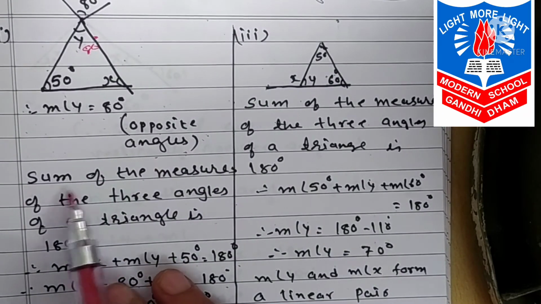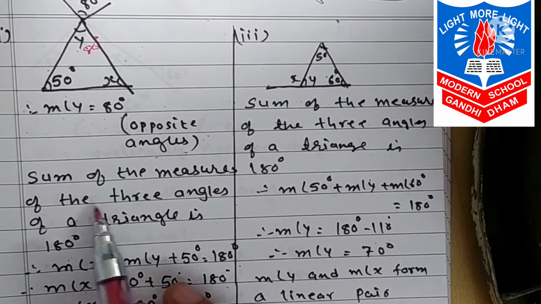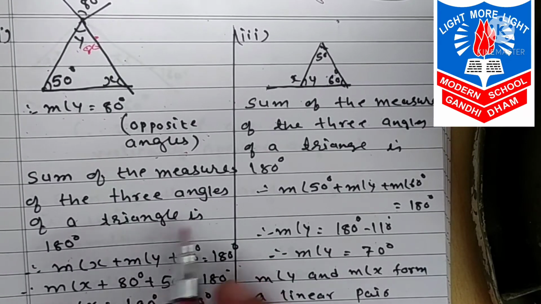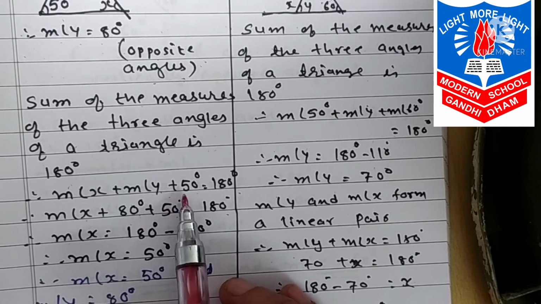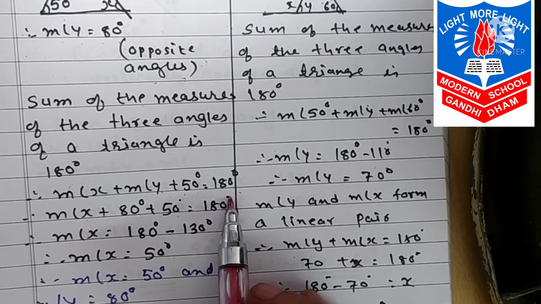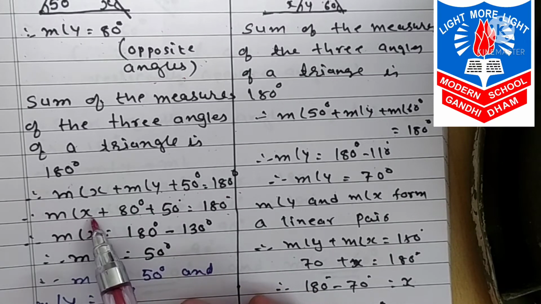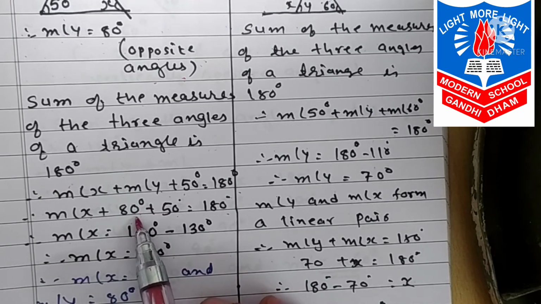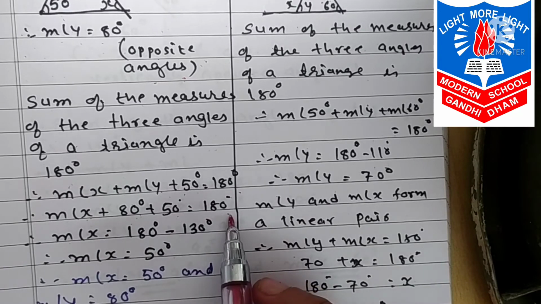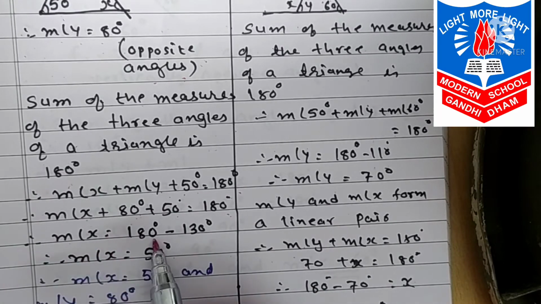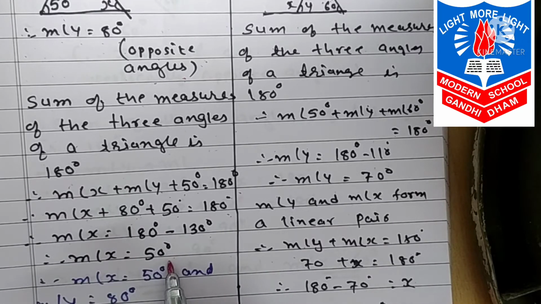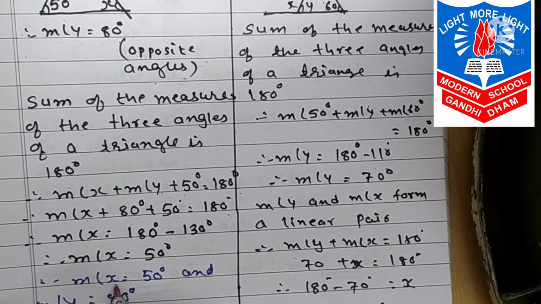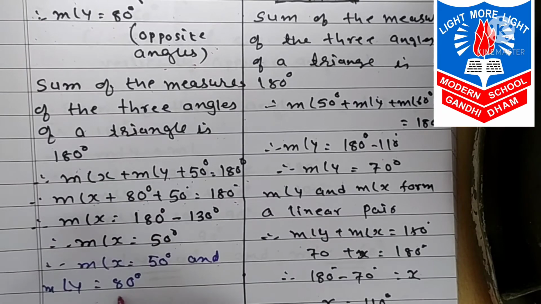Then we write the statement: the sum of the measures of the three angles of a triangle is 180. Therefore, measure x plus measure y plus measure 50 is equal to 180. So, measure x, plus y value 80, plus 50 is equal to 180. Therefore, measure x is equal to 180 minus 130. So, measure x is equal to 50 degrees. Therefore, our answer: measure x is 50 degrees and measure y is 80 degrees.